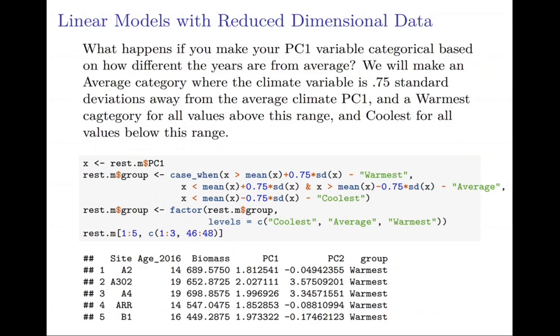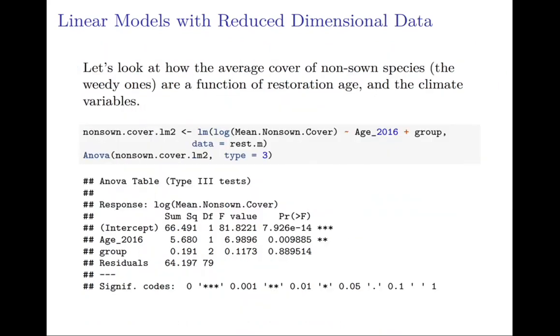You can investigate that on your own, but you can see the resulting data set has a column for each site, its age, and the two PC axes that we have previously collected, but then also the group categories. So warmest, average, and coolest.